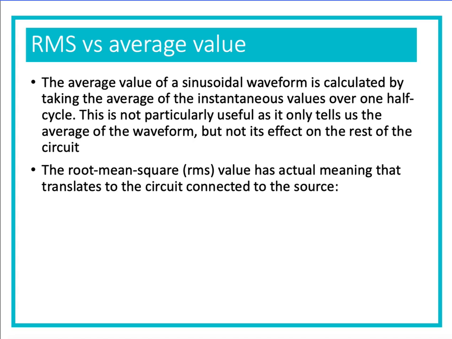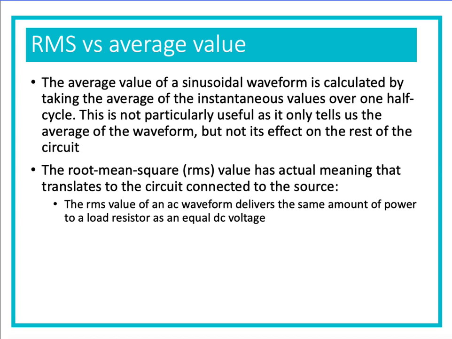The root mean square value has a meaning, and it actually translates into something that affects the actual circuit. So the RMS value of an AC waveform is defined as that value that gives you the same amount of power to a load resistor as an equal DC voltage. So when we figure out the RMS value of a waveform, that's basically a value that we can relate to a DC voltage that would produce the same amount of power.